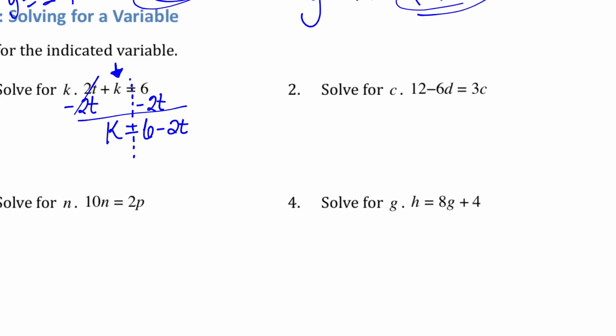All right, let's do 2. Now we're going to solve for c. How do I solve for c? We're going to divide by 3 on both sides, because the 3 is attached to our c, so we want that to be a 1. So we're going to get c equals, what is 12 divided by 3?